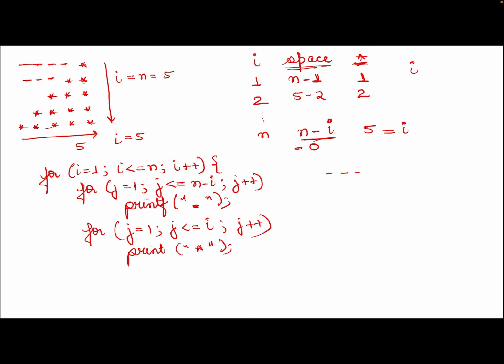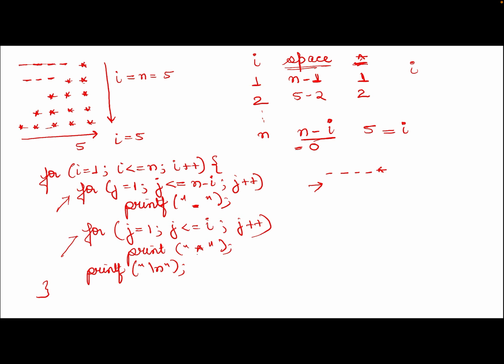So when i is 1, I print 4 spaces, and once these 4 spaces have been printed, it will execute another loop and print the asterisk 1 time. Once this pattern has been printed, control should come to the next line. So I use printf with backslash n. Okay, so this is my code, which is a very simple one.